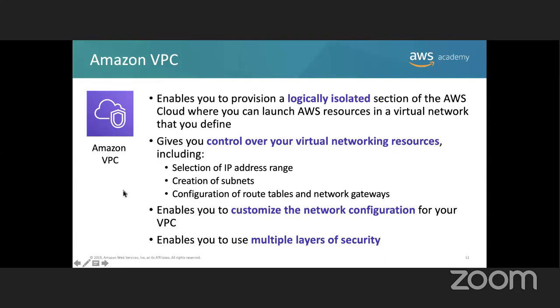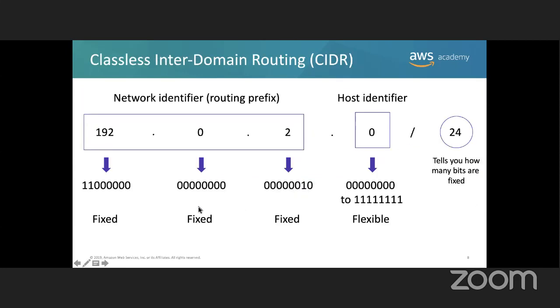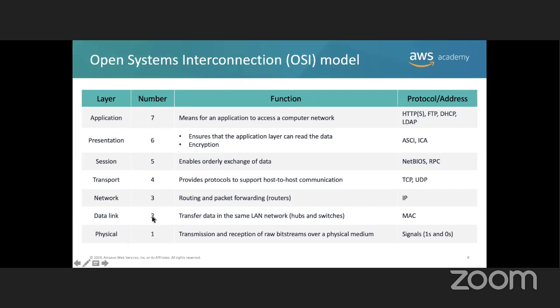Now the network layer is number 3, is where you see the routing and the packet forwarding. You see the routers in this particular layer. And then you have the IP, Internet Protocol. The data link is layer number 2, which transfers data in the same LAN, local area network. So we have the hubs and switches, devices for connecting computers in a local area network, right? You have the MAC address there.